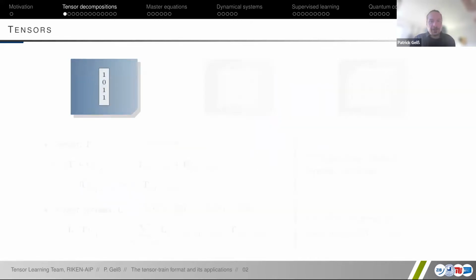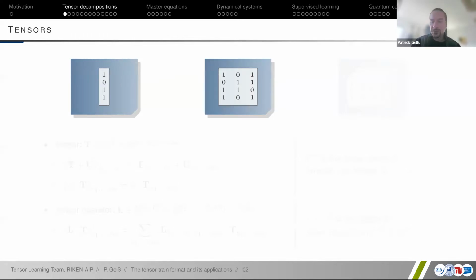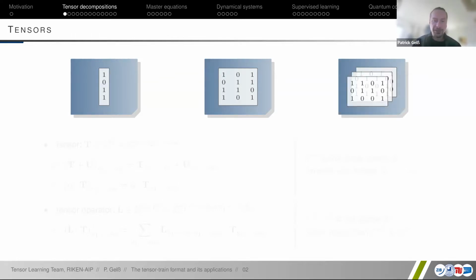Okay, so let's go through the basics. Maybe some of you know this already, but I will recapitulate it anyway. So what is a tensor? A tensor is a multidimensional generalization of matrices or vectors. An order 1 tensor is a vector, an order 2 tensor is a matrix, and an order 3 tensor is, you can imagine, layers of different matrices.